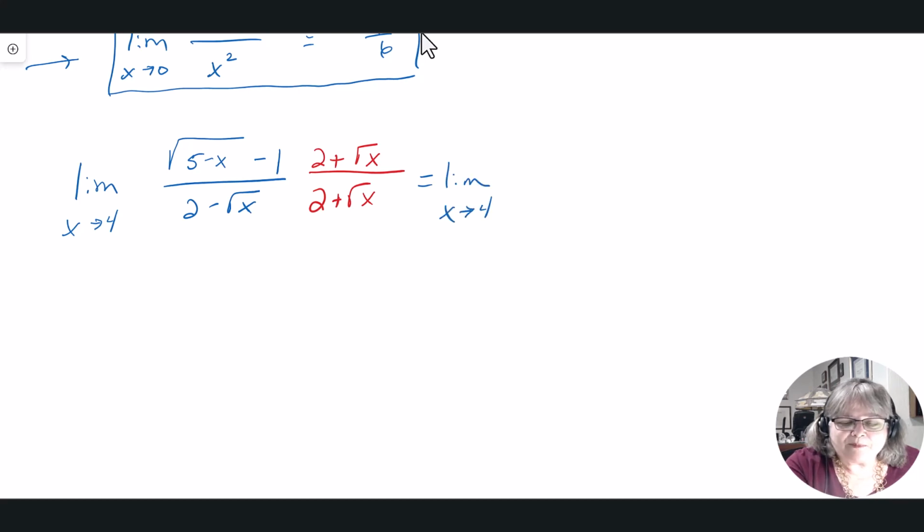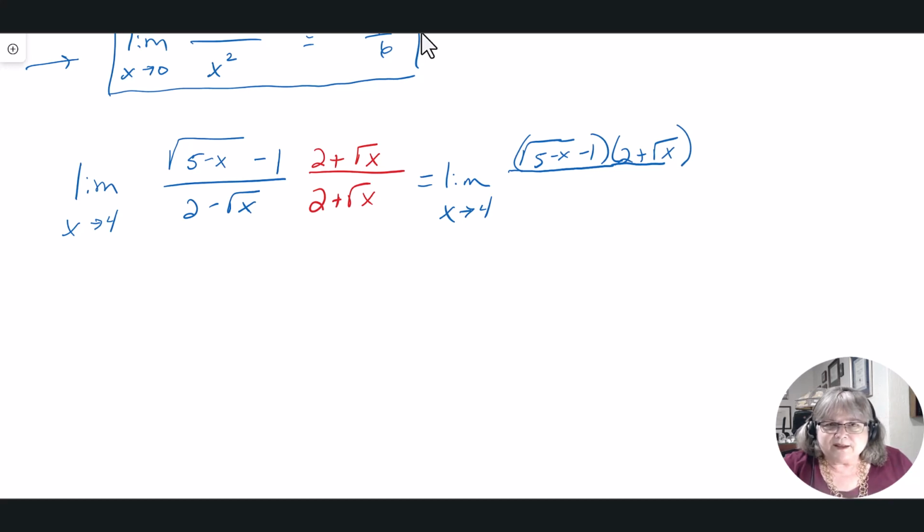All right, so I always write my limit down before I worry about what's going on. Now, the top is kind of a mess, right? So I want to hold off on that for a second because, like usual, we're hoping the denominator does something where it's not 0 anymore. So 5 minus x minus 1 times 2 plus the square root of x. I'm just going to hold off on that for a second. I want to look at the denominator.